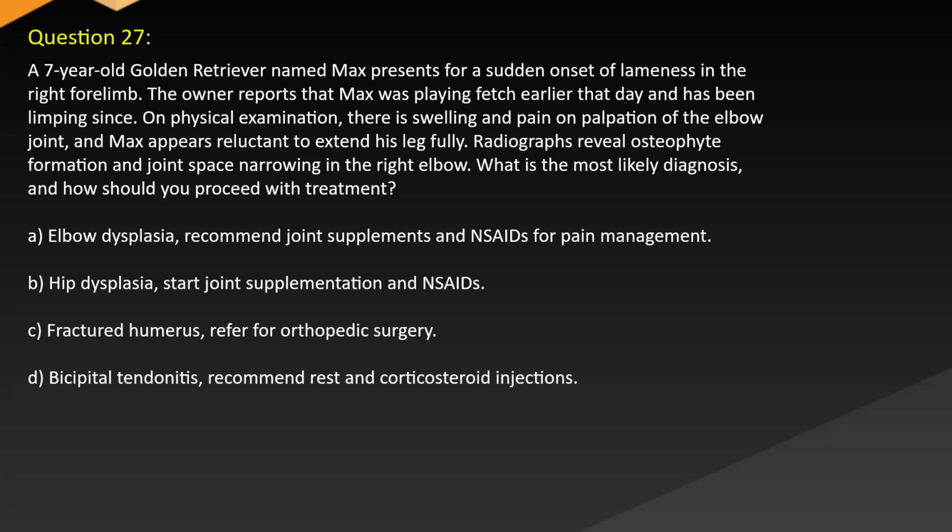A. Elbow dysplasia, recommend joint supplements and NSAIDs for pain management. B. Hip dysplasia, start joint supplementation and NSAIDs. C. Fractured humerus, refer for orthopedic surgery. D. Bicipital tendonitis, recommend rest and corticosteroid injections.